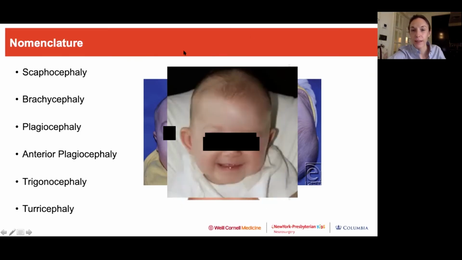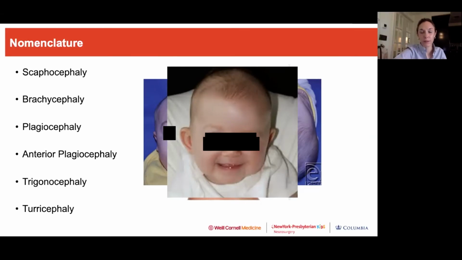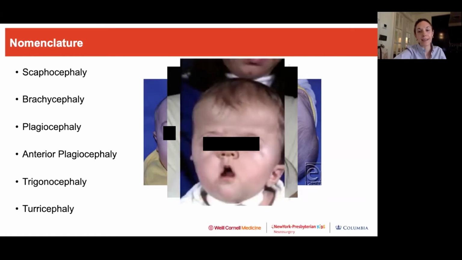Ignore that. Sorry, when I clicked to try, there we go. Nothing? Something? Nothing. This one's tricky. So this is anterior plagiocephaly or coronal synostosis. All right, so we'll go over that. And then lastly, this is turicephaly, turibrachycephaly, syndromic synostosis. All right, so how do we figure all this out?